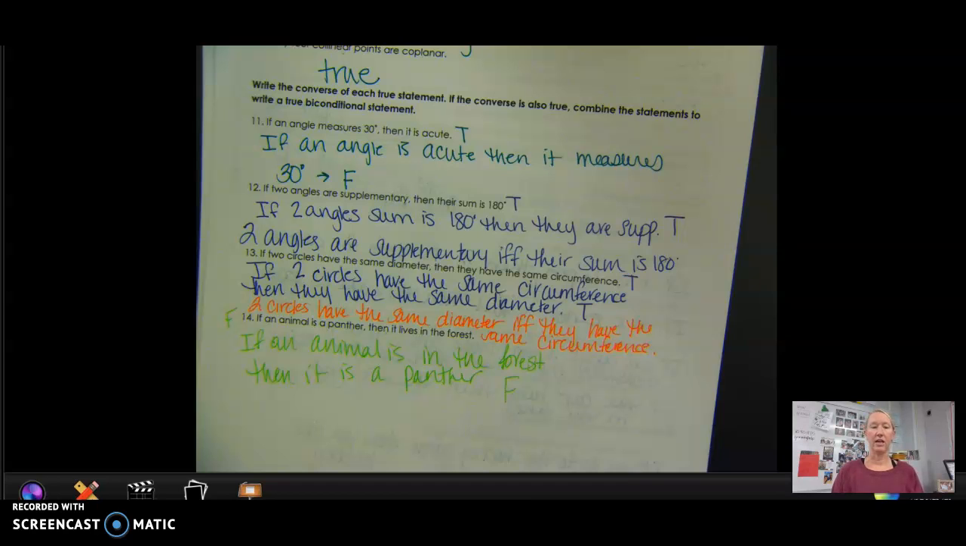Number 14, if an animal is a panther, then it lives in the forest. I said false on that because there's panthers at zoos, right? So that is my counterexample. The converse of that is if an animal is in the forest, then it is a panther. And I said false on that.